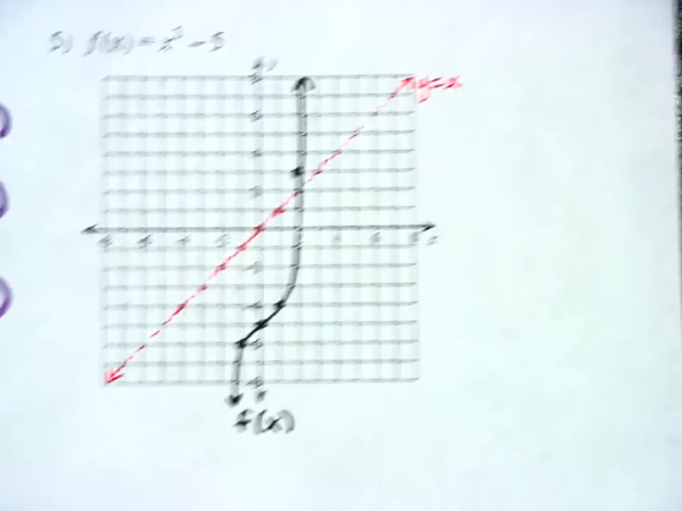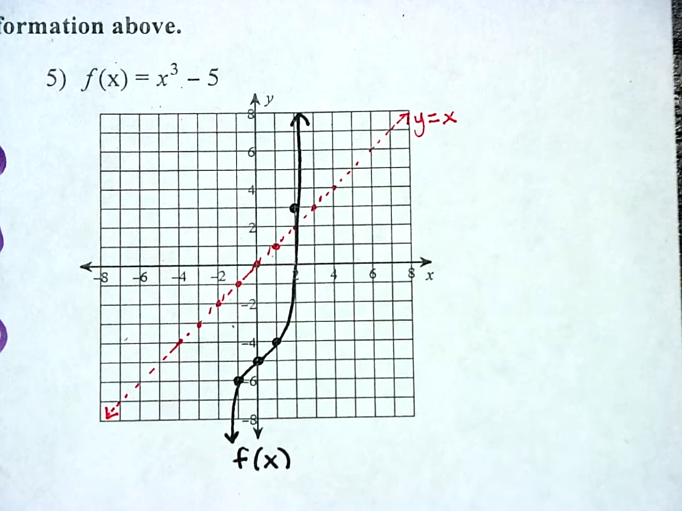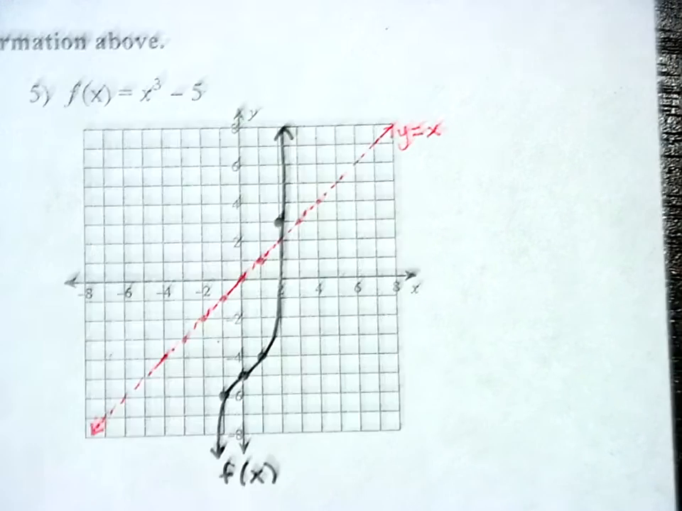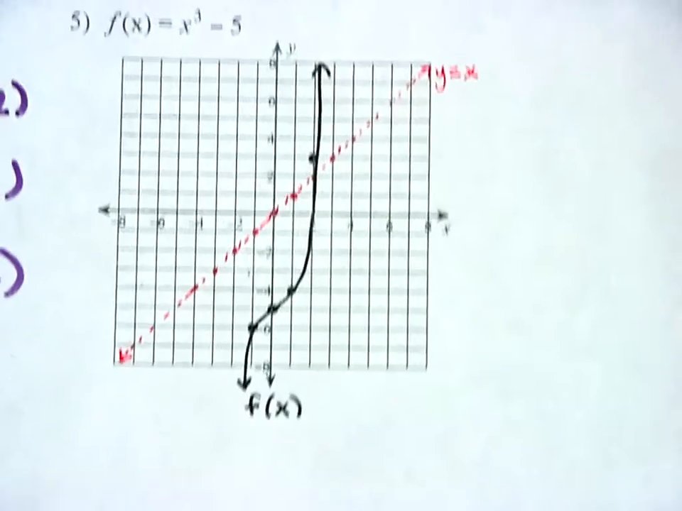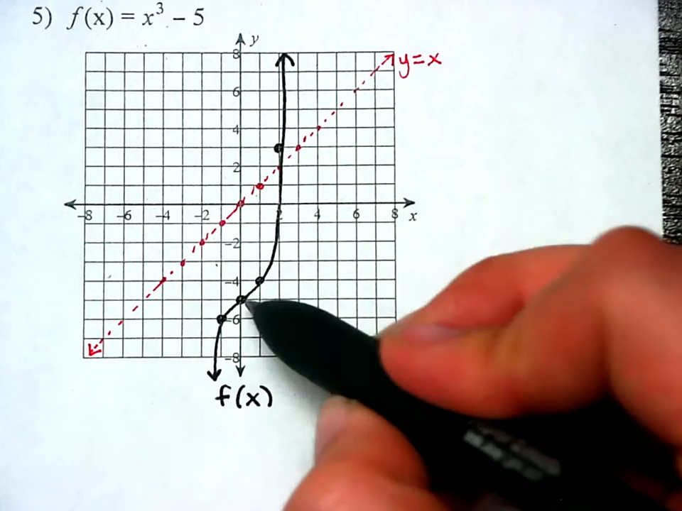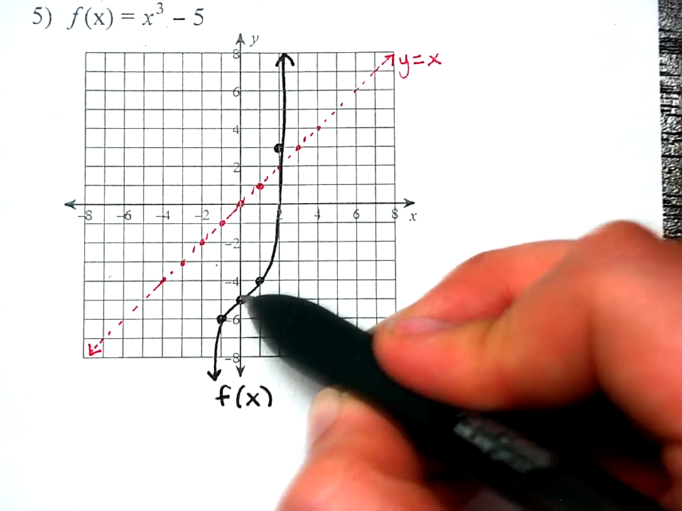All right, next one we're going to do is a cubic function. So if you remember from last unit, we've seen these before and how to graph these, but now I'm going to graph the inverse. So we're going to do something really similar. I'm going to point out a few of these points, and we're going to reflect them. So first I have the point 0, -5.